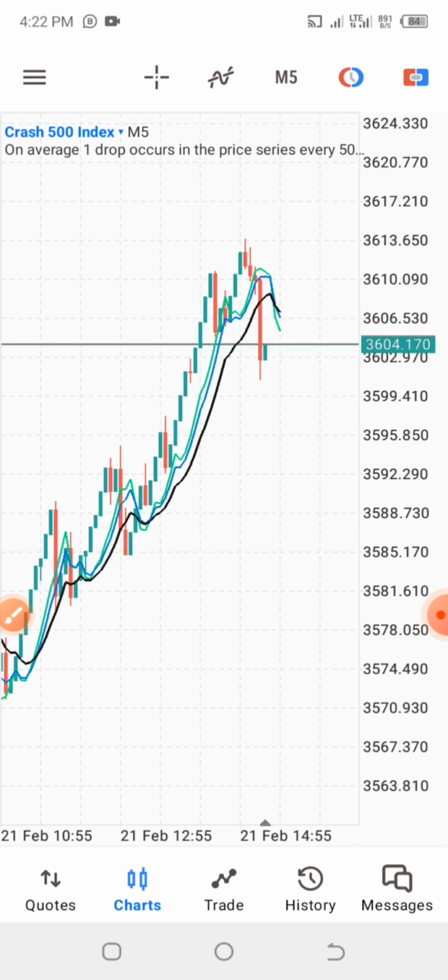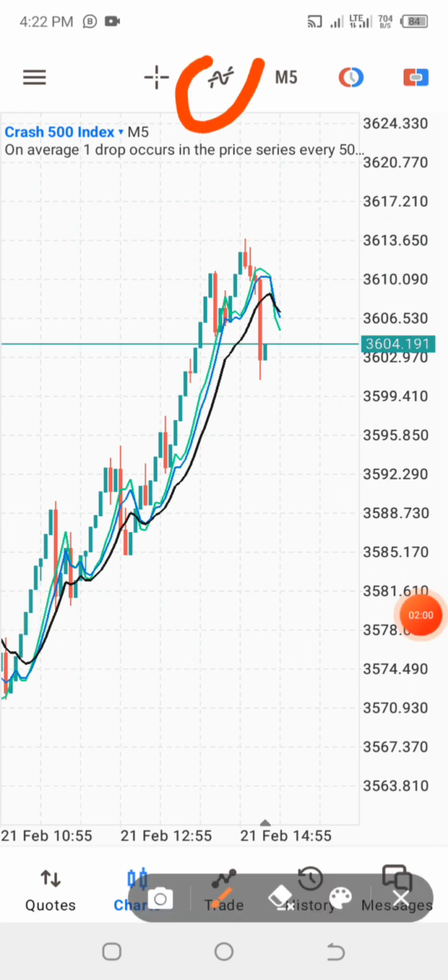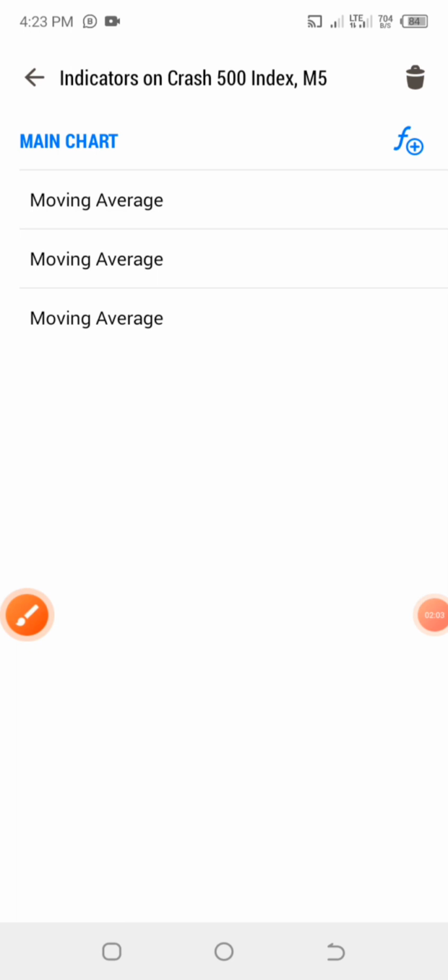So let's get started, guys. Now the first thing we want to do is set the strategy up. So we'll go to this icon at the top and then click on the F plus right here.